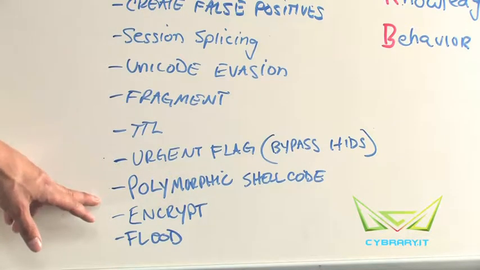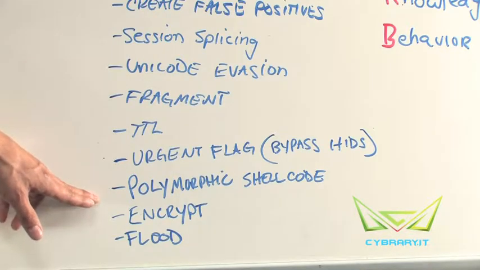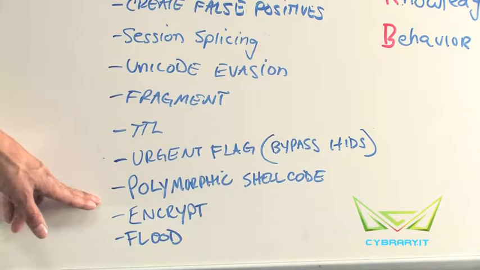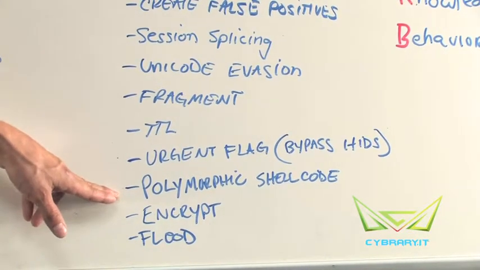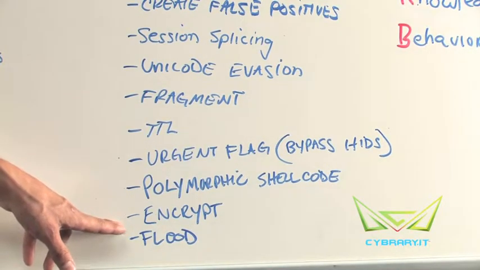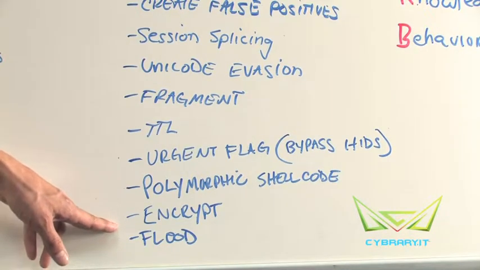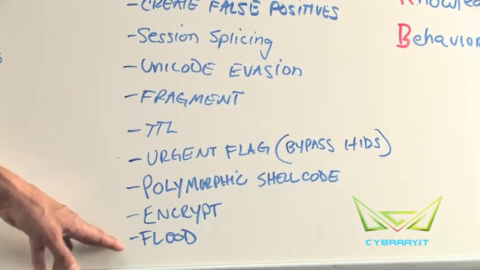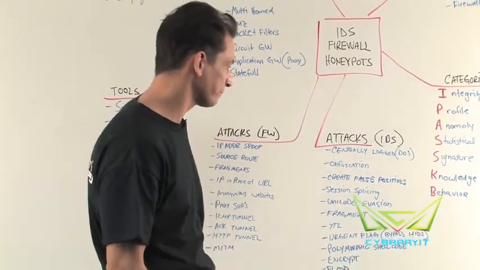Or polymorphic shellcode. Poly meaning many, morphic meaning changes. So this is shellcode that changes its signature all the time to avoid detection. And there's a couple really, really good algorithms that we'll talk about when we talk about Metasploit. Also, encryption. Intrusion detection systems can't read encrypted stuff because they don't have a copy of the symmetric encryption key. So therefore, by default, or at least generically stated, they don't typically read encrypted data. Or simply flooding the actual IDS in itself or the centrally logged server.